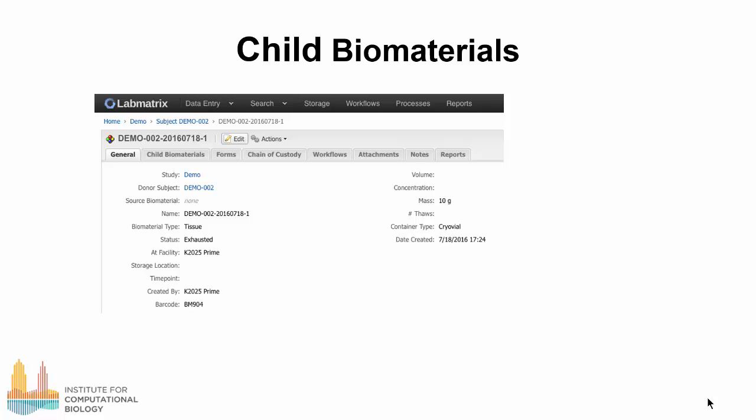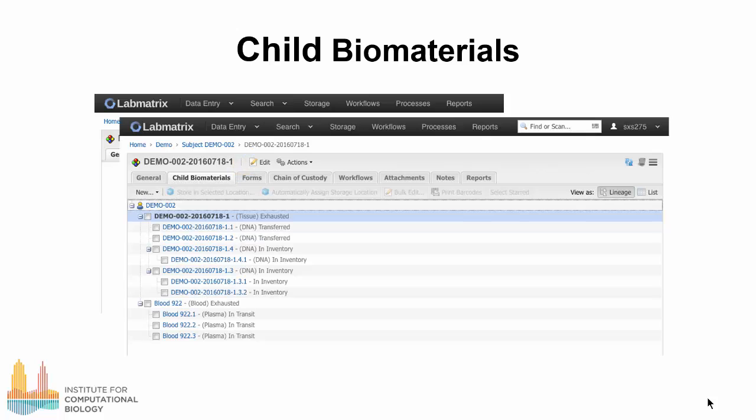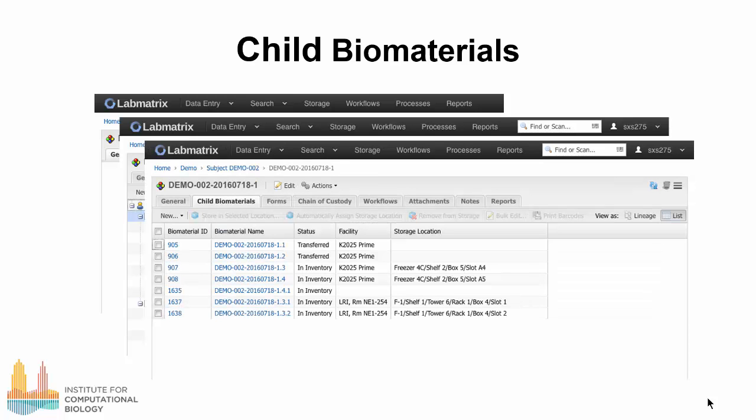Here is general information for a tissue sample from subject Demo 002. Clicking on the Child Biomaterials tab shows a hierarchical list of all biomaterials from subject Demo 002. Clicking on List in the upper right hand corner of the screen reveals a flattened list of biomaterials for this subject. As you can see, this list includes biomaterial storage information.